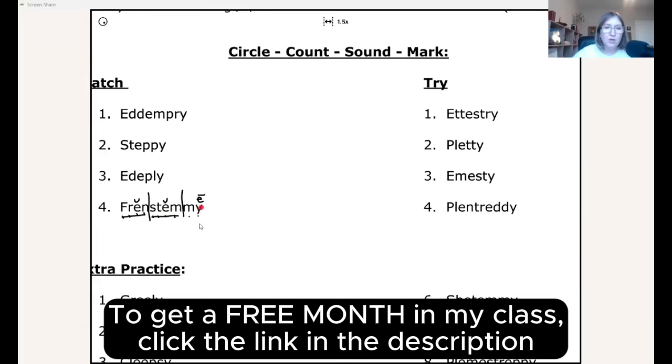Y at the end of a longer word usually says E. Me. Putting all three syllables together. Fren stemmy. Fren stemmy. Would you give me a Y you got that, or A almost, for fren stemmy? Holy smokes, that's a lot of Y's. Do you see why I brag about you guys so much? And you're not alone. If it was hard, or if you got an almost, I still have a lot of work to do to make sure that these become easier for you.